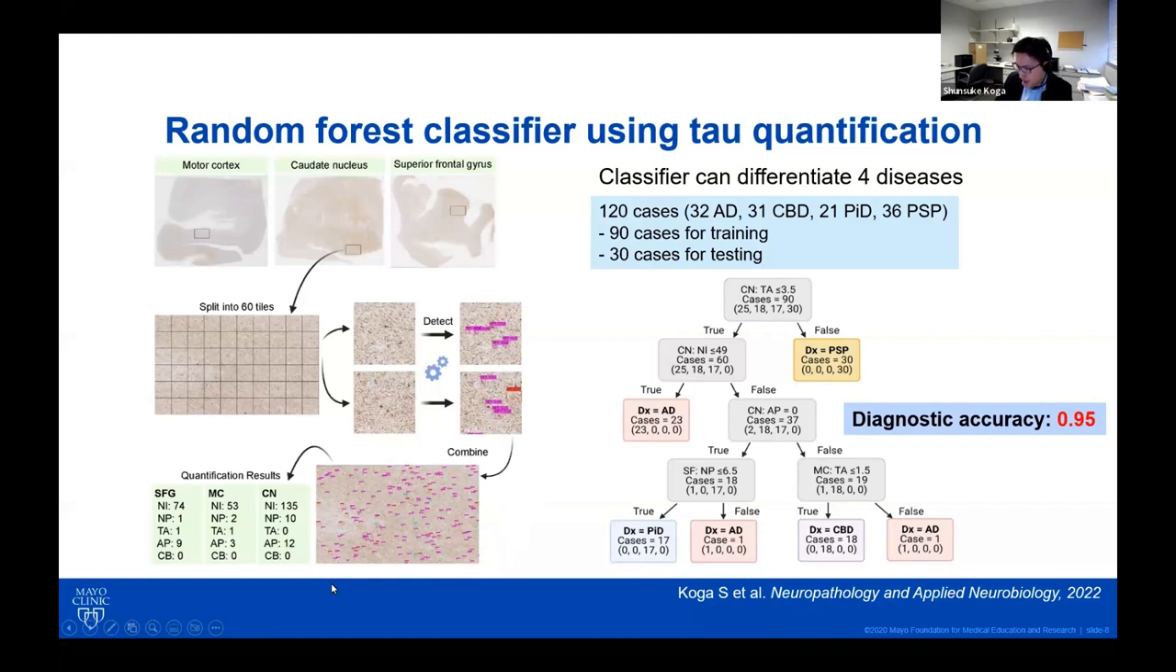It's very small, but here, for example, is the caudate nucleus. This is the result of the quantification of each tau pathology. This is from motor cortex, and this is from superior frontal gyrus. Using this tabulated data, a random forest classifier can classify four tauopathies: Alzheimer's disease, CBD, Pick's disease, and PSP. In that paper, we used 120 cases of these diseases, and the final diagnostic accuracy was 95%. So the quantified data from three brain regions is good enough to sufficiently differentiate four tauopathies.